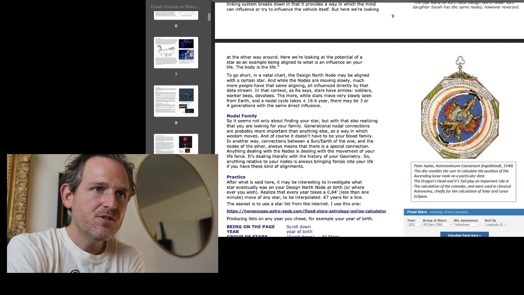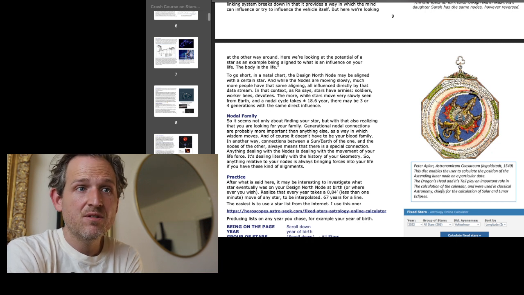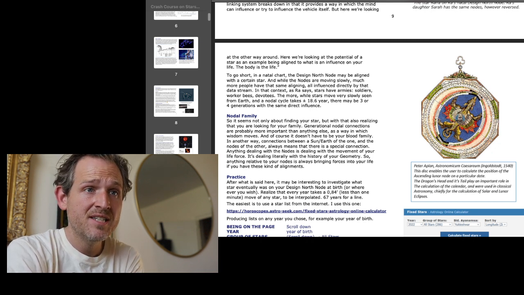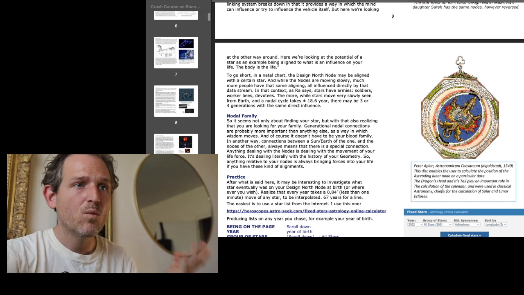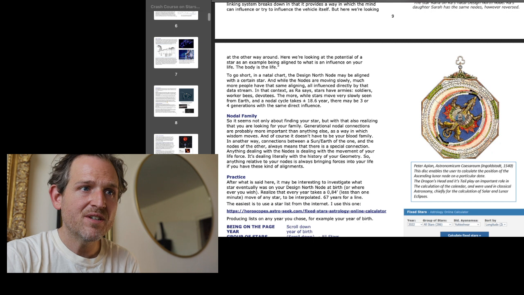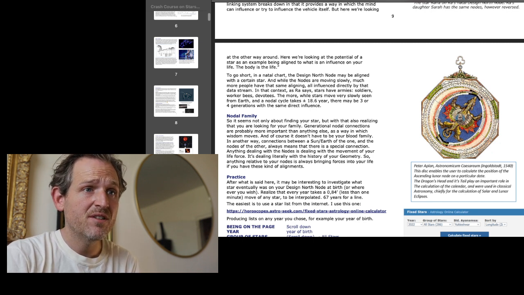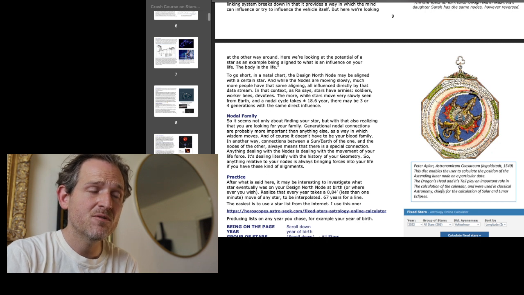In short, in a natal chart, the design north node may be aligned with a certain star, and while the nodes are moving slowly, many people have the same aligning, all influenced directly by that same data stream, because they move slowly. So in that context, as Ra says, stars have armies. Stars have soldiers, worker bees, devotees, like a Krishna devotee. While stars move very slowly seen from Earth, and a nodal cycle takes 18.6 years, there may be three or four generations with the same direct influence.